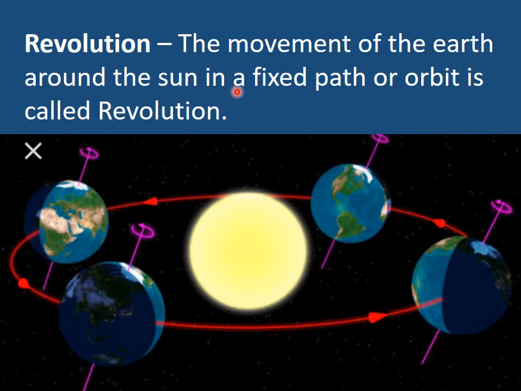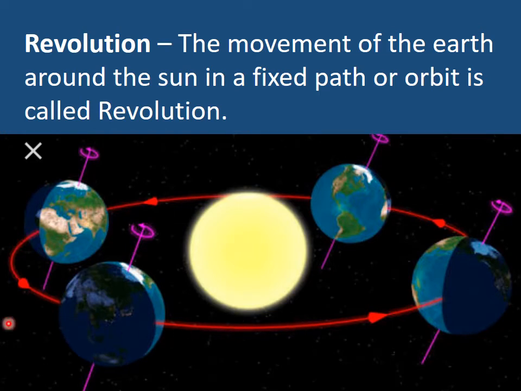Don't think there are four earths. It is just for your reference, showing the earth moving. It is one earth moving around the sun in a fixed orbit, that means in a fixed place. This red line is fixed and will not change. The earth will not move here and there. It will move only in this path around the sun. This path is called the orbit. So the earth moving around the sun in a fixed path is called revolution.